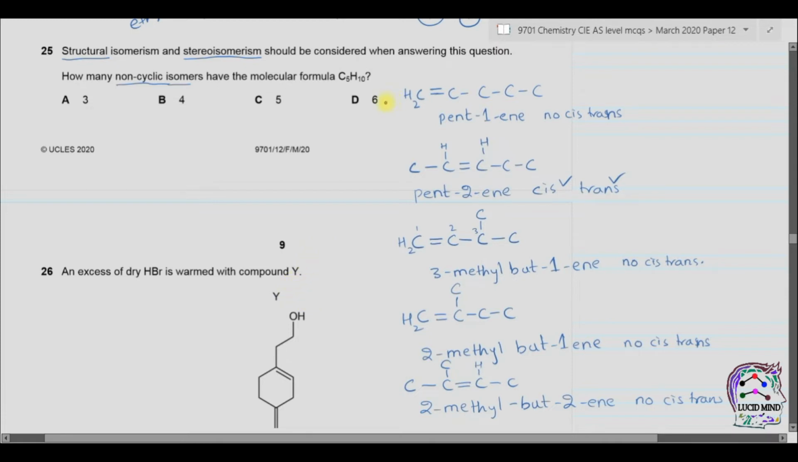Now counting, this is the first structure, this is the second one with cis and third one with trans, this is the fourth one, this is the fifth one, and this is sixth. So we have 6 non-cyclic isomers that are possible. So it means that the answer is D.